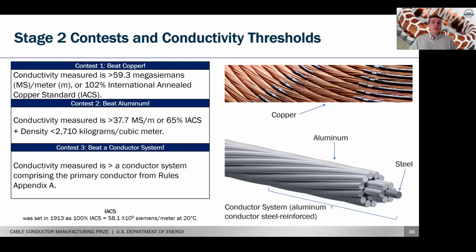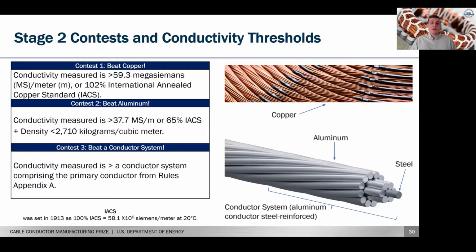So here is the core of the competition. Three conductivity contests. Conductivity is the C in CABLE, and in this stage, we're testing it. And the test results account for half of each competitor's score. Based on the Stage 1 results, we decided the best way to have different conductors compete was to compare them to the materials used in most conductor markets today.